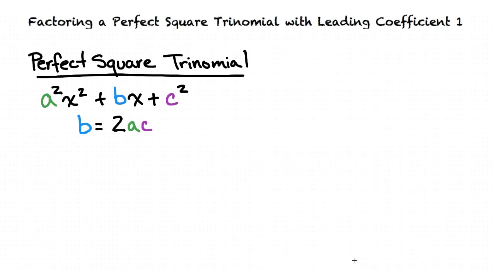Now, suppose we wanted to factor the trinomial. What would we do then? Well, you could follow the steps in the factoring a quadratic video. There is also a rule dedicated to factoring perfect square trinomials. The factored form of a perfect square trinomial in the form a squared times x squared plus bx plus c squared is equal to ax plus c, all that quantity squared.